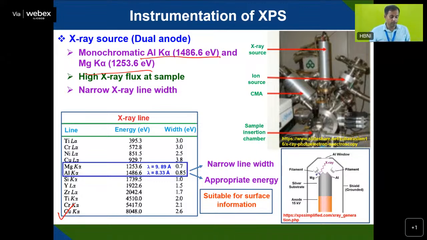So that is the X-ray source, which needs this dual anode, and then you have an X-ray flux unit and a narrow X-ray line width. Like here you can see.